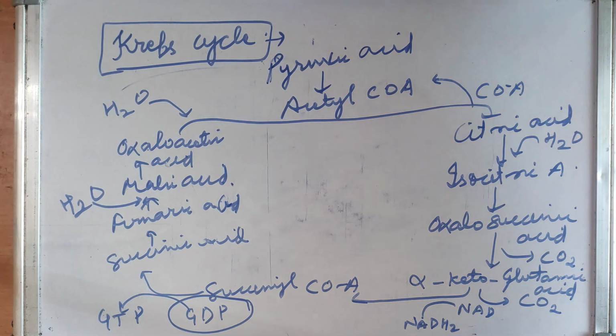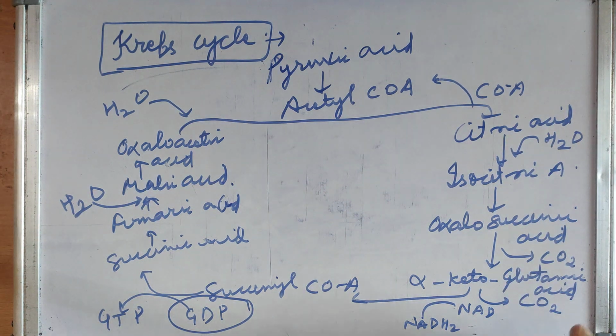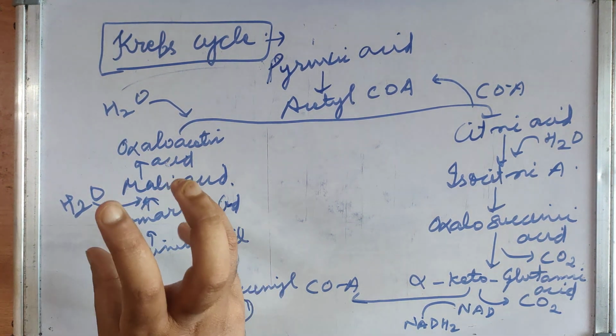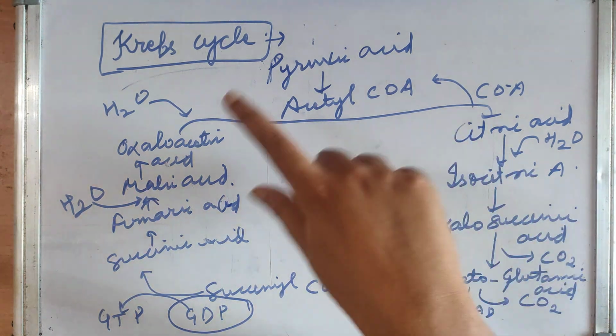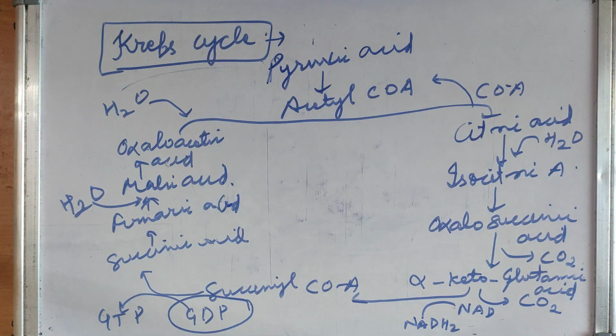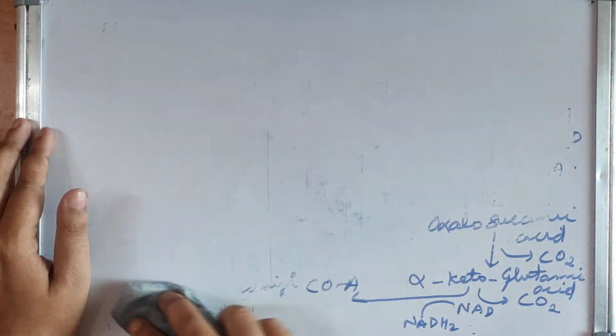So you must draw the cycle and must remember it. It is very important. I hope you understand the conversion from citric to isocitric, oxalosuccinic, alpha ketoglutaric, succinyl CoA, succinic acid, then fumaric, then malic, then oxaloacetic, and then again to citric. So this is what the Krebs cycle is. Now moving on, what is the significance of the Krebs cycle?